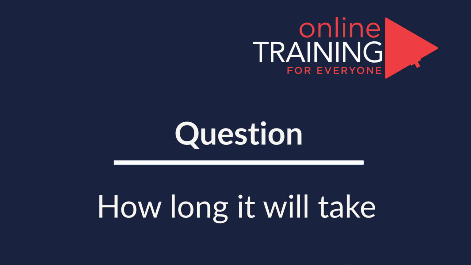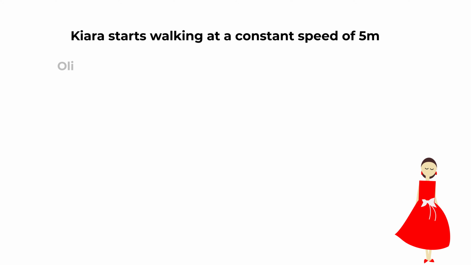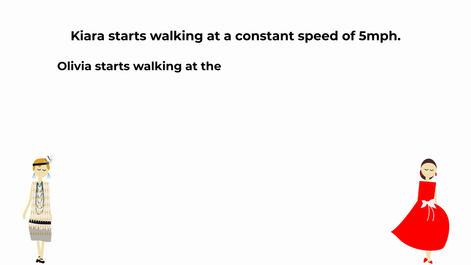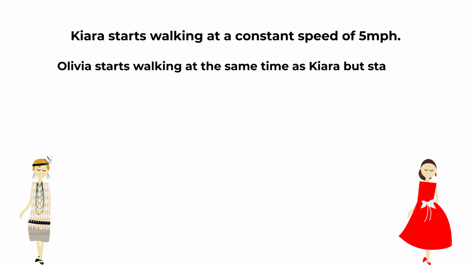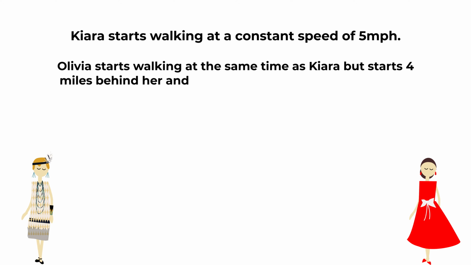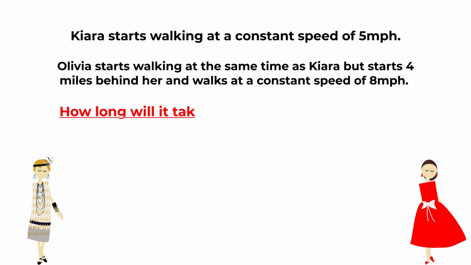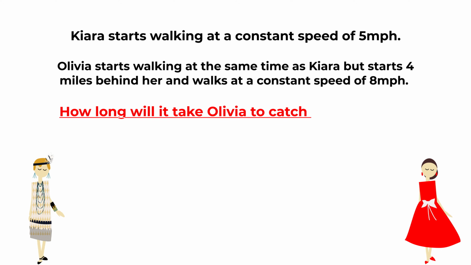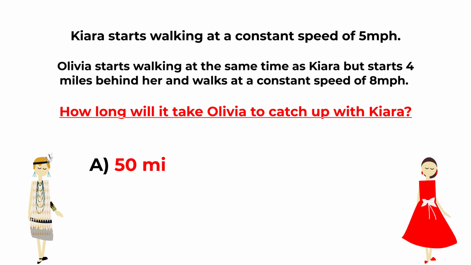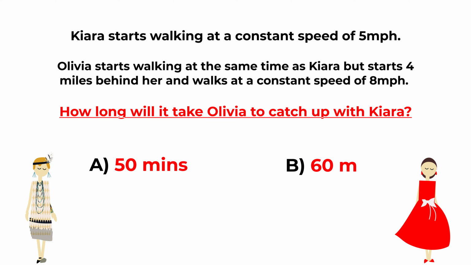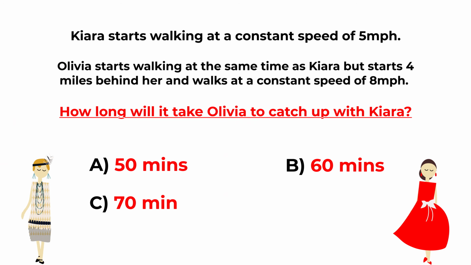Here's an interesting question we frequently see on the test. Kiara walks at the constant speed of 5 miles per hour. Olivia starts walking at the same time as Kiara, but starts 4 miles behind her and walks at a constant speed of 8 miles per hour. How long will it take for Olivia to catch up with Kiara? You're presented with 4 different choices. Choice A, 50 minutes. Choice B, 60 minutes. Choice C, 70 minutes. And choice D, 80 minutes.